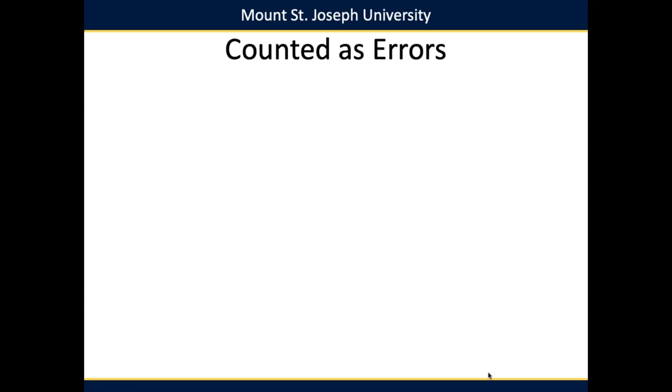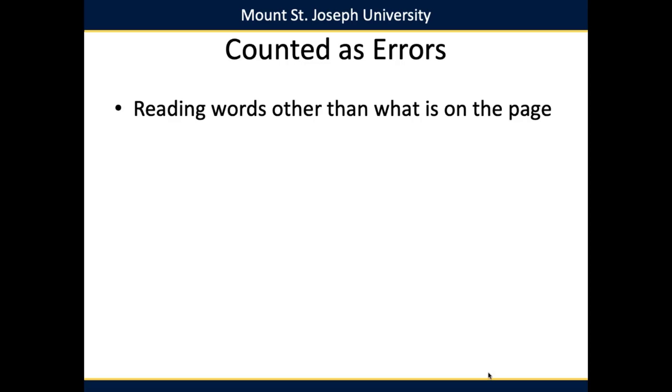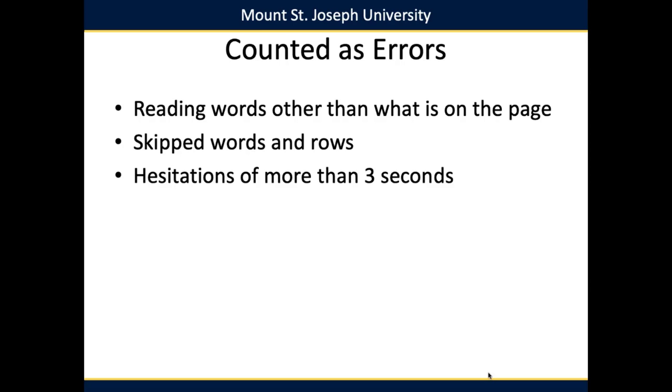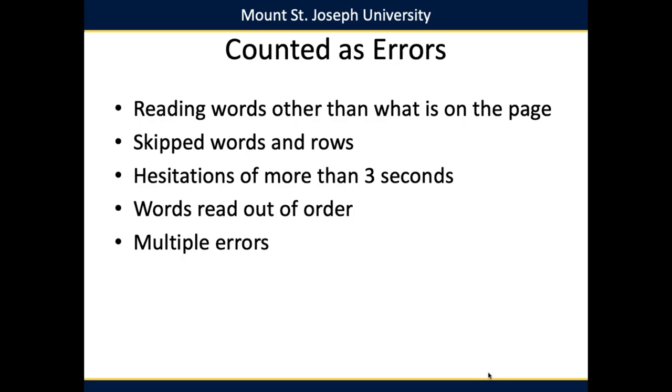So what counts as an error when scoring oral reading fluency? Basically, if a student doesn't read what was printed on the page, it is marked and counted as an error. Errors include substitutions, skipped rows or skipped words, hesitations of more than 3 seconds, and words that are read out of order. If a student makes an error on the same word multiple times within the minute, it is an error each time. Errors are marked with a slash.